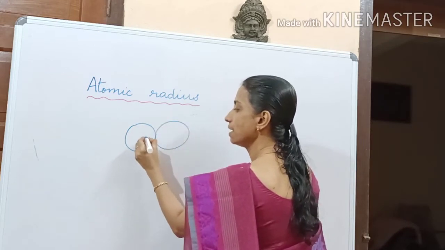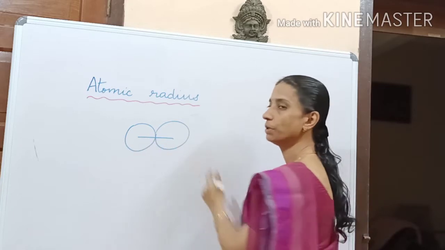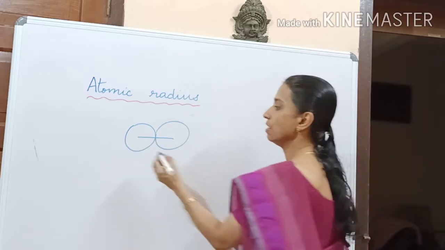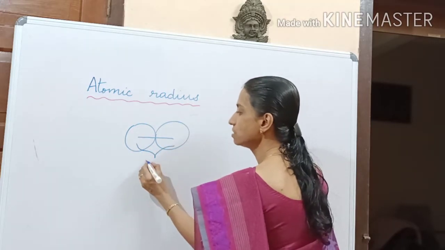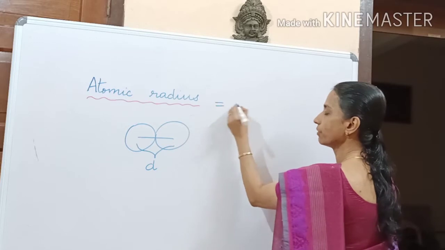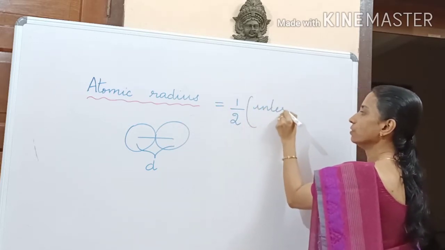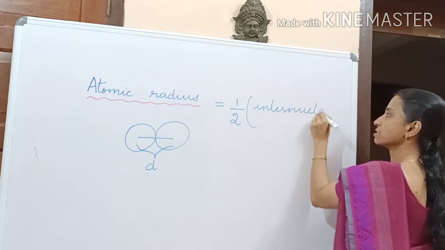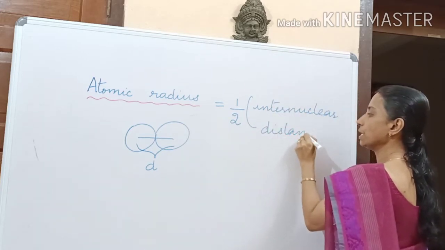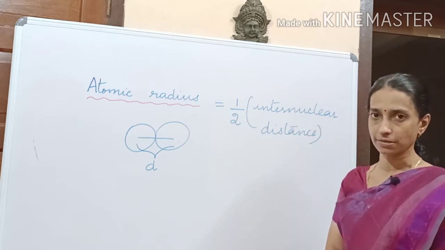When spherical atoms are placed nearby, the distance between the nuclei is known as the internuclear distance. Half the distance of this becomes what is called the atomic radius. So half the internuclear distance between the neighboring atoms is known as the atomic radius.